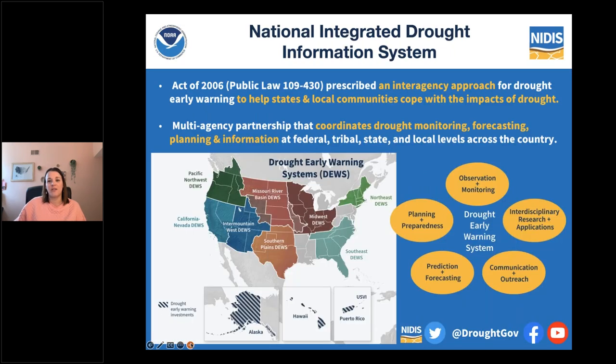A brief background about NIDIS, the National Integrated Drought Information System. NIDIS was created by Congress in 2006 with a mandate to help the nation prepare for, mitigate, and respond to the effects of drought. NIDIS does this through a series of activities, including the development of regional drought early warning systems, shown on the map here, and through support to improve drought predictions and forecasting, effective drought planning and preparedness, and assessing the impacts of drought. All of NIDIS's work is done in collaboration with a wide range of partners at all levels. In addition, NIDIS hosts the US Drought Portal at drought.gov, which contains a wealth of information on drought research and conditions.